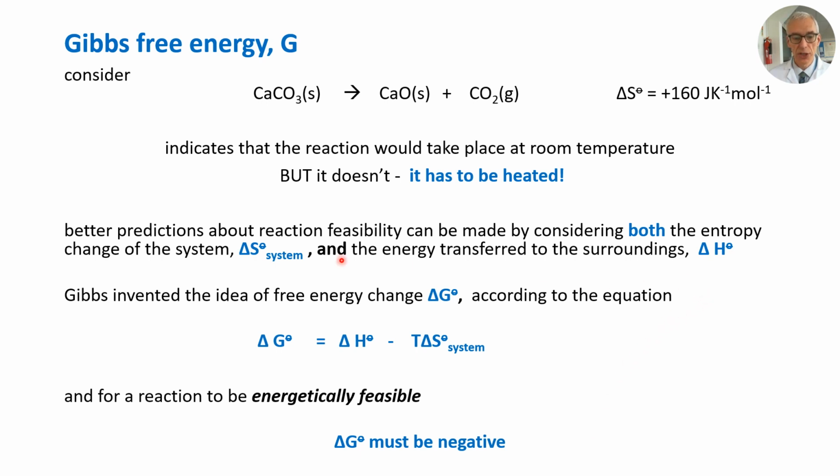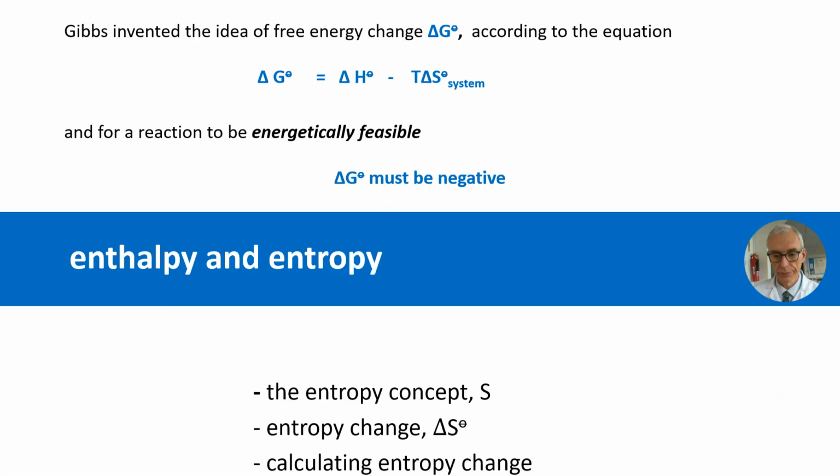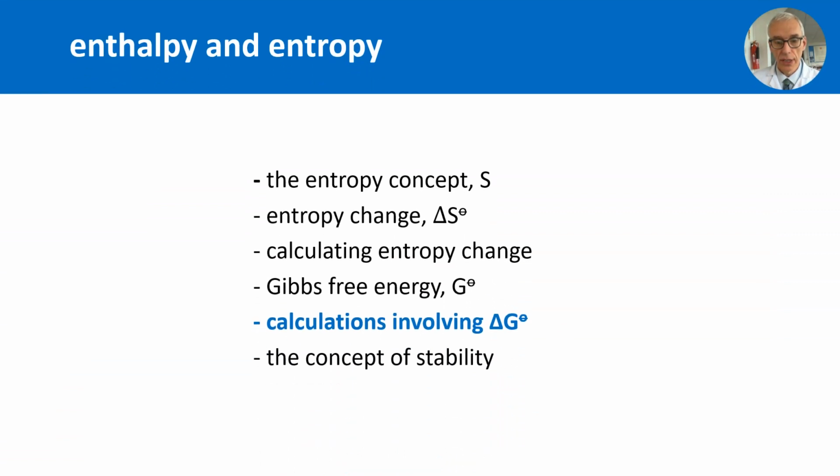So Gibbs combined the entropy change of a system with the energy exchange or transfer to the surroundings, and formulated the equation delta G equals delta H minus T delta S. You have to recall that, but you also have to recall that for a reaction to occur, to be energetically feasible, delta G must be negative. And we'll carry out some calculations that will make that much clearer how that works. You're now ready to move on to calculations of delta G.